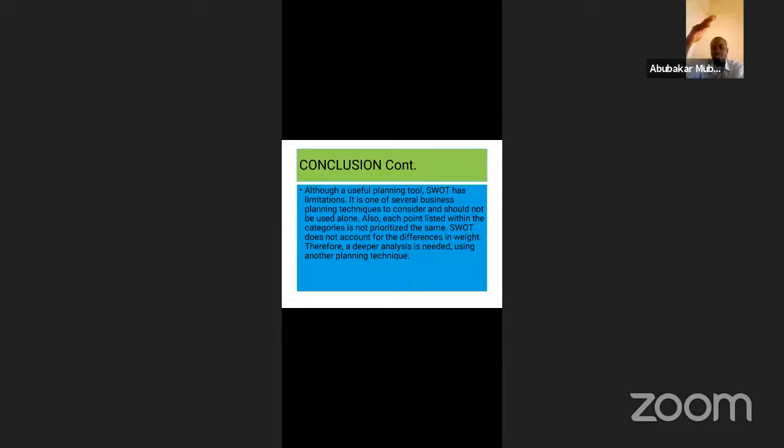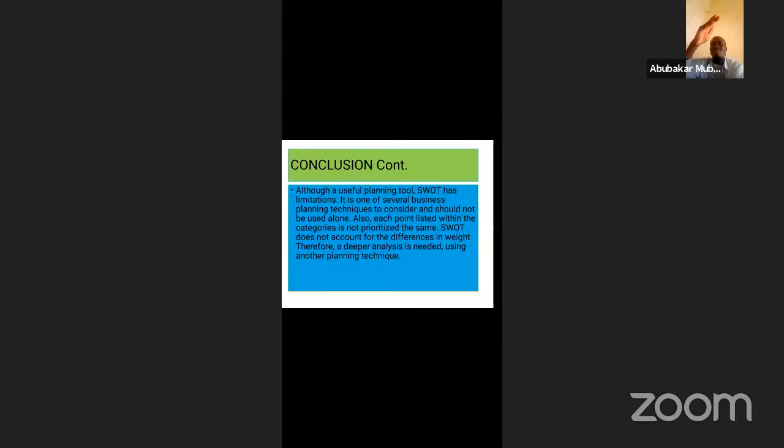Although a useful planning tool, SWOT analysis has limitations. It is one of several business planning techniques to consider, and it should not be used alone. Each point listed within the categories is not weighted the same, and SWOT analysis does not account for the difference in weights. Therefore, a deeper analysis is needed using another planning technique.